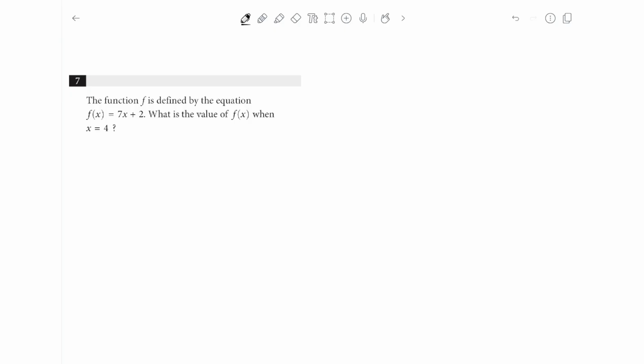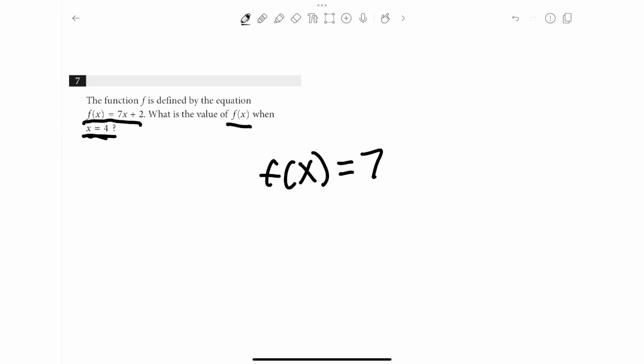What is the value of f of x when x equals 4? So they're telling us x equals 4 and we need to find what f of x is. So we're going to take our original equation here, f of x equals 7x plus 2, and we're going to plug in 4 for x.